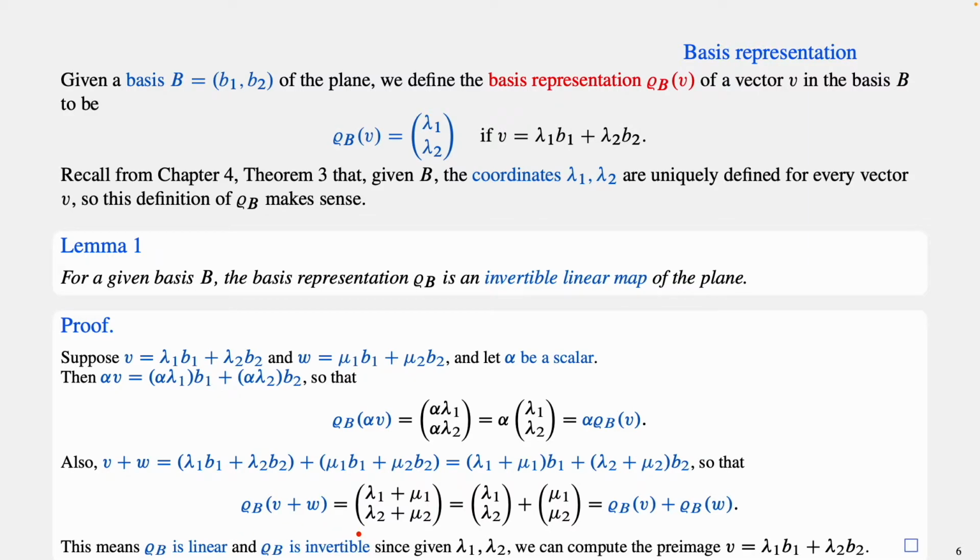and rho b is invertible, since if we're given such a pair lambda 1, lambda 2, then we can simply compute v by taking this linear combination. So we can easily invert this map if we're given lambda 1 and lambda 2. We get our v back, the pre-image v, by simply computing lambda 1 b1 plus lambda 2 b2. And this shows that rho b is indeed an invertible linear map in the plane.